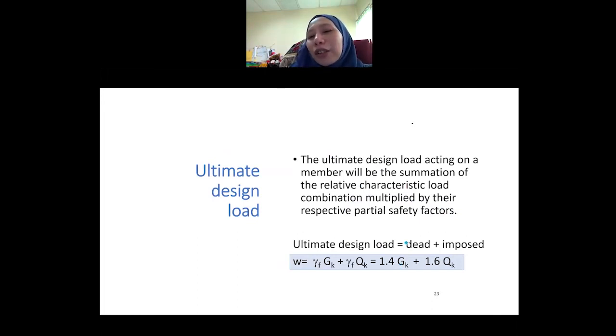GK is dead load, imposed load is QK. So W is ultimate design load. Tak payahlah hafal sangat ultimate design load, you ambil je ultimate load. Ultimate load tu kita dah faham, it is W. Okay, kita kira loading. So loading done.